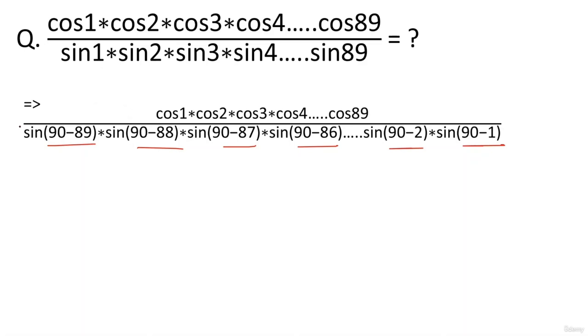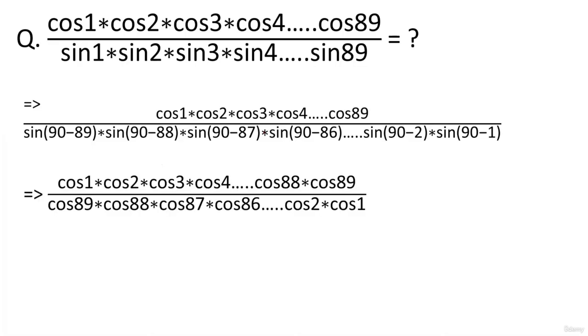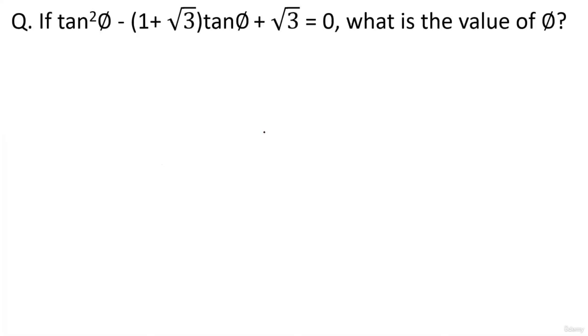But guys, we know that sine of 90 minus theta is nothing but cos theta. So sine of 90 minus 89 is the same as cos 89. Similarly, sine of 90 minus 88 is the same as cos 88, and sine of 90 minus 87 is the same as cos 87. That's exactly what we'll do now. We'll replace sine of 90 minus theta with cos theta, and you can observe all the values will now get cancelled out. The answer will be 1. Let's go on to the next one, guys.